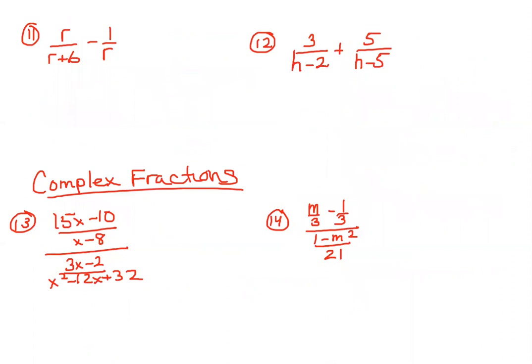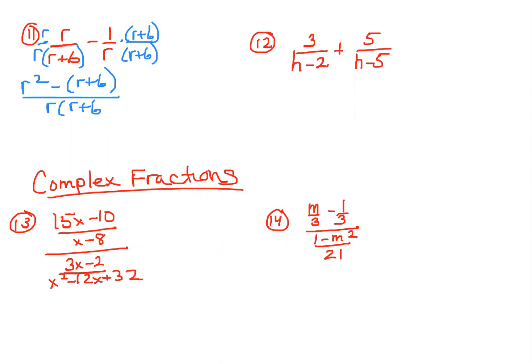Number 11, we have to find a common denominator, and it's going to be r times r plus 6. So this one we're going to do r over r, and this one we're going to do r plus 6 over r plus 6. So we've got r squared, r times r, minus r plus 6. Remember, it's minus all of that over this. You don't want to distribute that r in the denominator because we're going to have to factor it anyway. So this becomes r squared minus r minus 6 in the numerator, because this negative has to go to both.